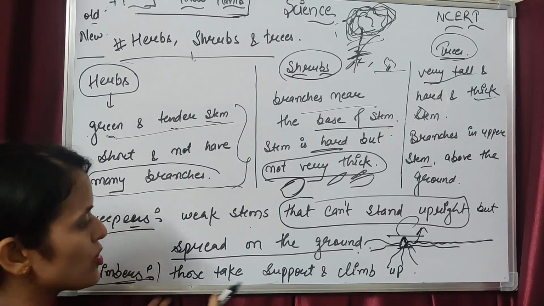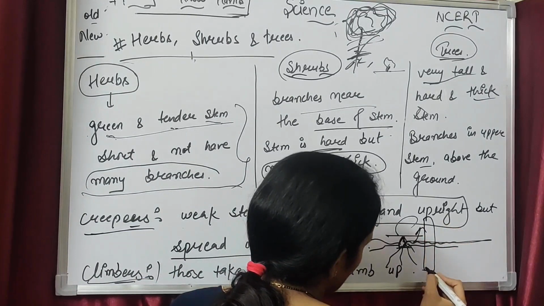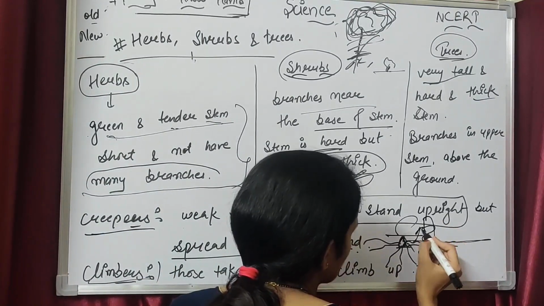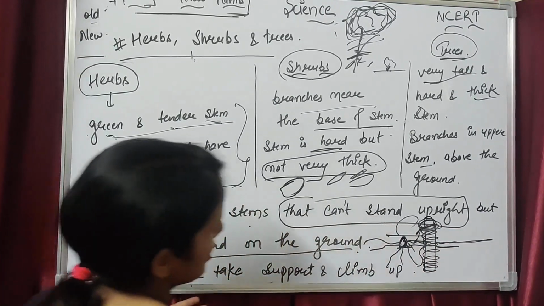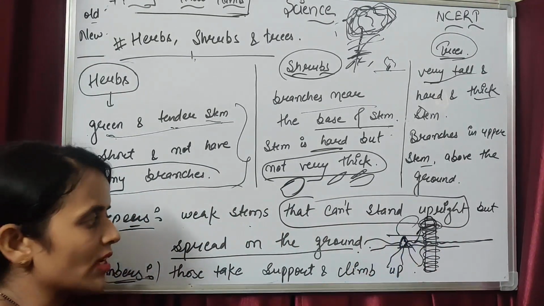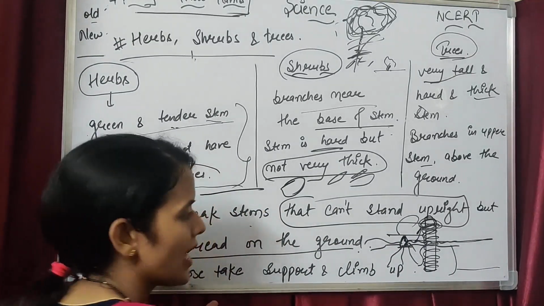Climbers take support and climb up. If we give some support, you can say if we put one stand here, climbers will easily grow on this thing. But creepers never grow in this way. They will always be horizontal, while climbers can be vertical or horizontal in any position.